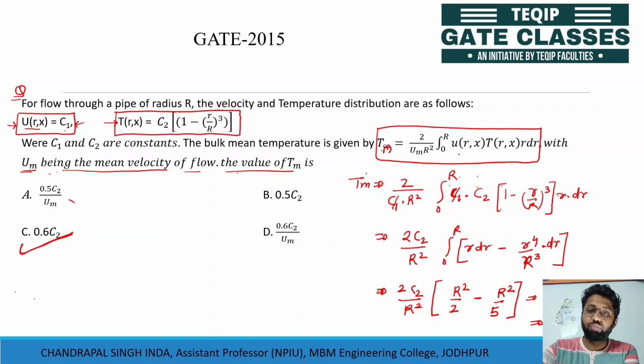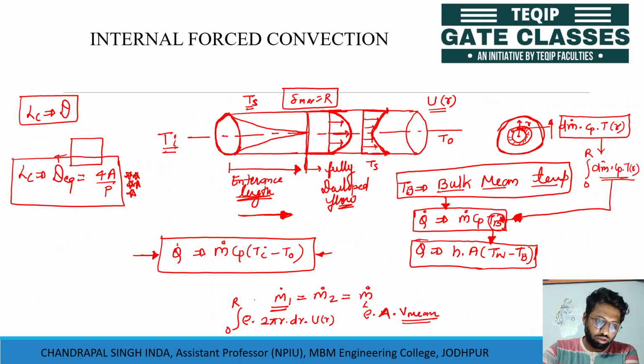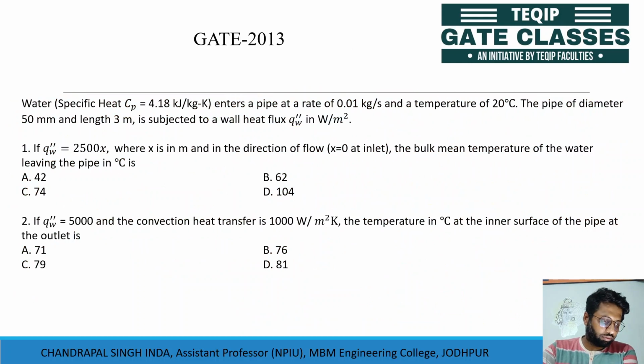which is based on heat transfer, meaning how the heat is going to transfer between the fluid and the wall of the pipe. So the question is asking that water having specific heat equal to 4.18 kilojoule per kg Kelvin enters a pipe at the rate of 0.01 kg per second. So the mass flow rate is given.